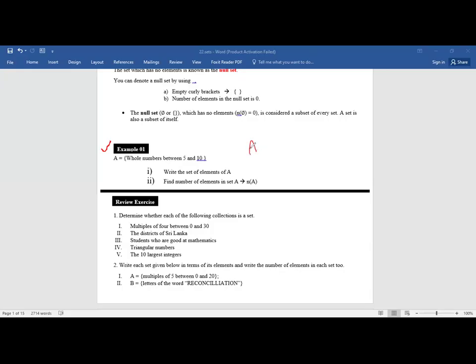You can write A equals {6, 7, 8, 9}. Yes, excellent. Close bracket, and find the number of elements in set A. So how do you write it? n(A) equals 4. So this is the answer for the first one, and this is the answer for the second one.